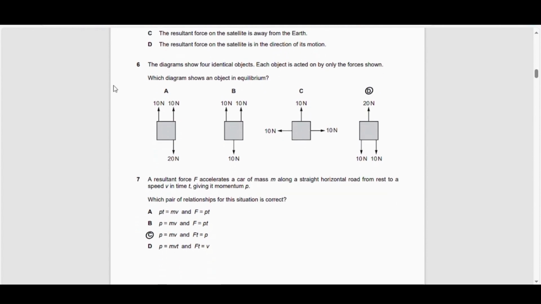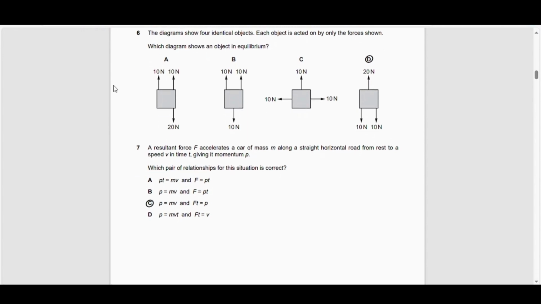The next bit is a question that combines both forces as well as moments. We will be covering moments in the next chapter, and I will be making a video on that. But at the moment, for an object to be in equilibrium, the net forces acting on it need to be 0, as well as the net moment acting on it needs to be 0. So again, if I use the concept of elimination, we can see that B and C are definitely out. And the reason they're definitely out is in the case of B, you've got 20 newtons pulling the object upwards and 10 newtons pulling it downwards.